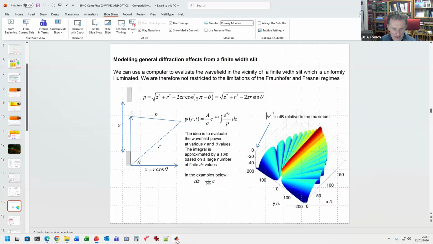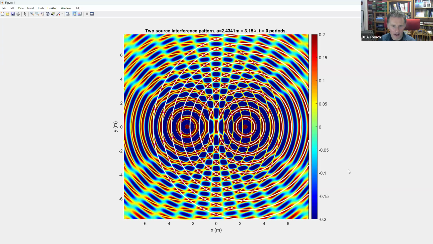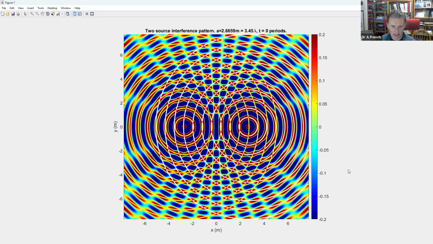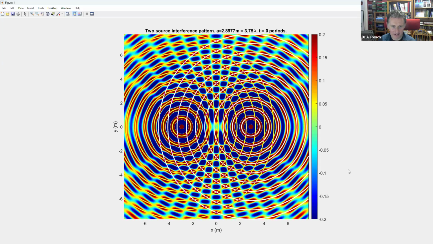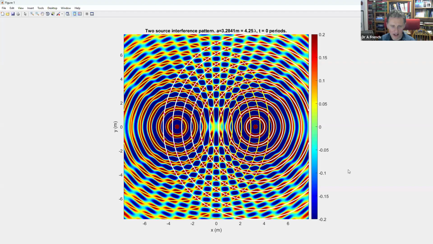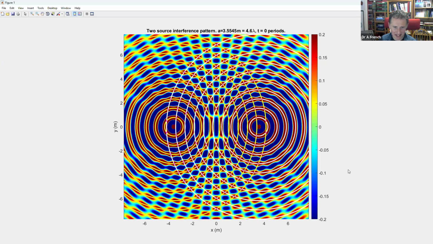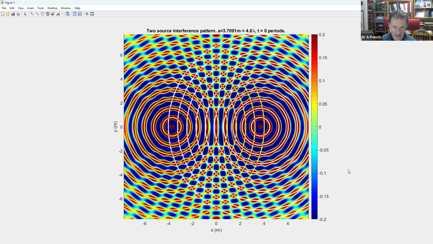If we go back to our little animation, it's static at the moment. If I use the arrow keys, I can change the spacing, which is quite psychedelic. There we are. The color here is the disturbance. I'm plotting the real part of the complex wave function, for those of you who are spotting that. So that's now nearly 5 wavelengths apart.